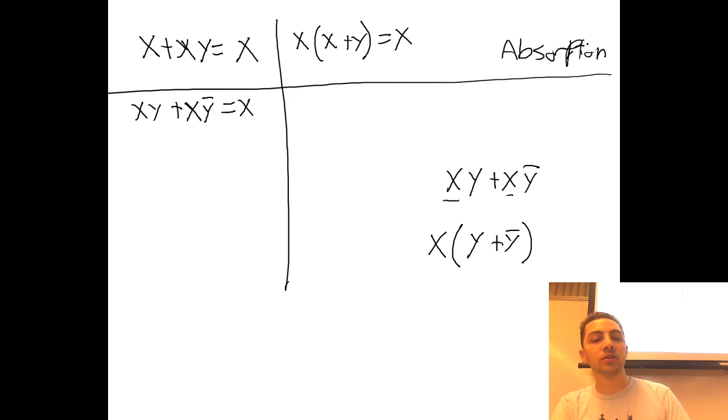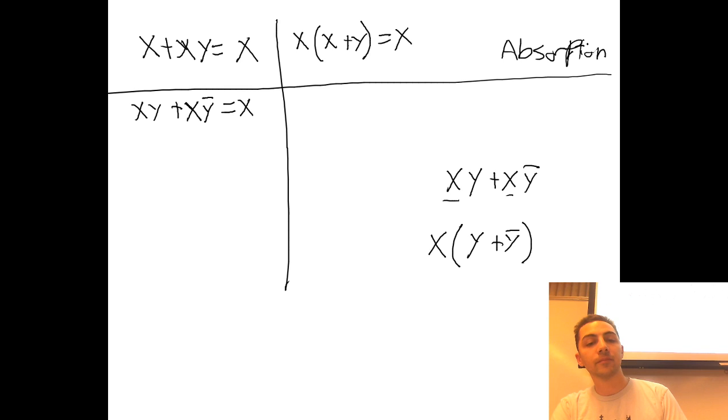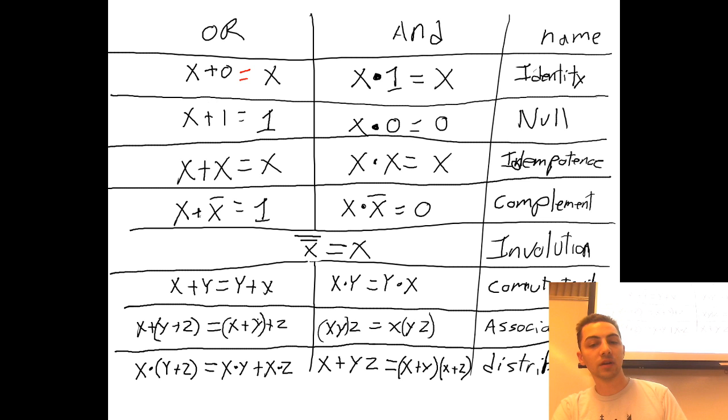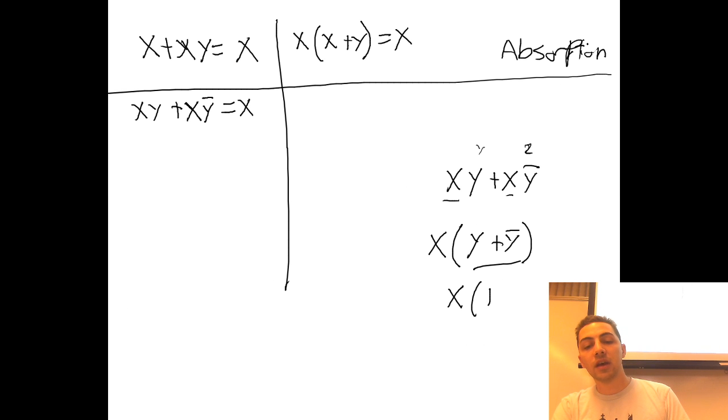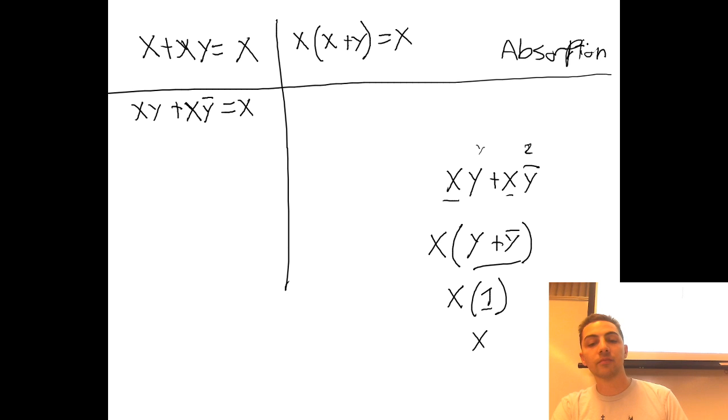I've effectively used the distributive property, right? X or Y, X and Y or X and Z, X and Y or Z. So in this case, this was Y and this was Z, all right? But I can use yet another property to reduce this down. Y or Y bar is the complement property. Y or Y bar is always 1. So now I have X and 1. Final property, the identity property. X ANDed with 1 is just X. Okay, so proof by algebra is also possible here.